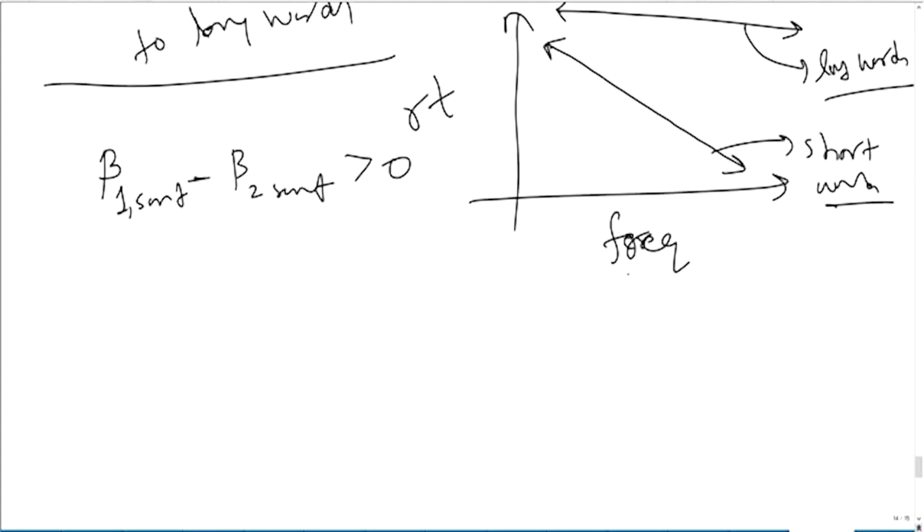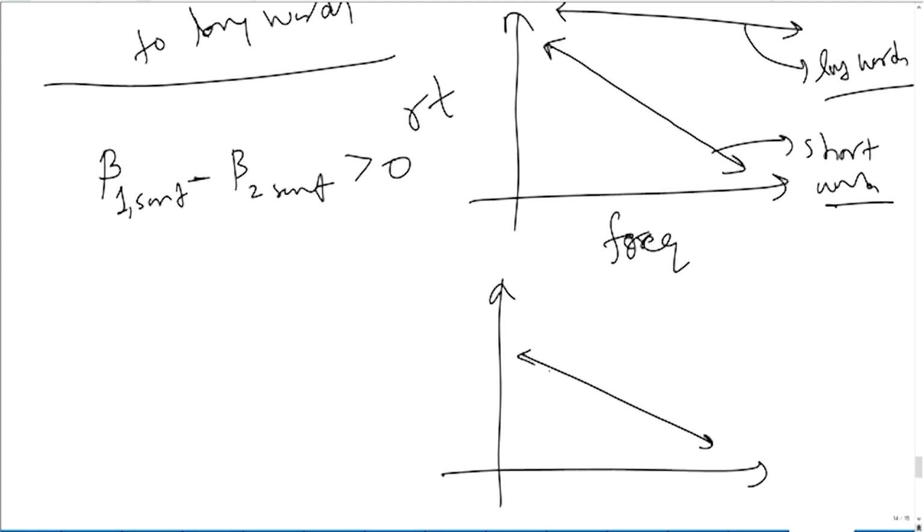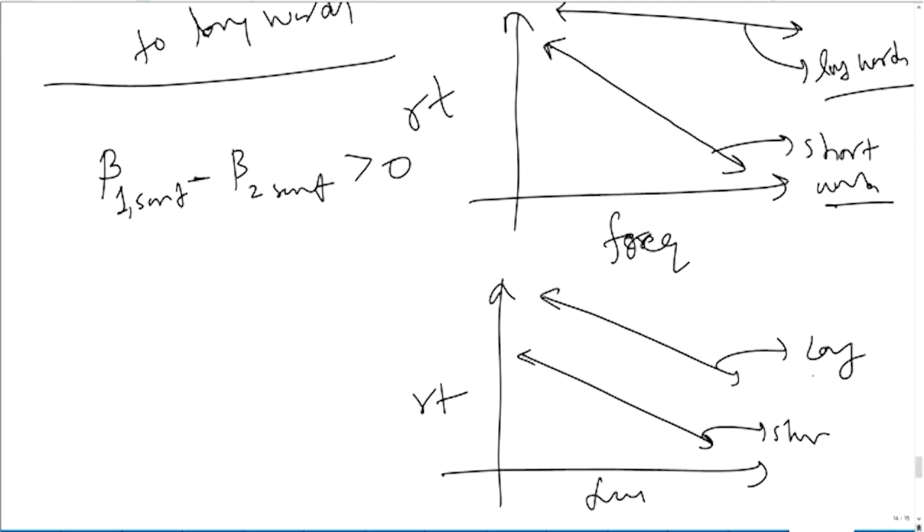Okay. Consider another scenario where this is the relationship between frequency and RT for short words, and this is the relationship between frequency and RT for long words. What does this graph represent? This graph is telling you that there is some effect of frequency, that as frequency is increasing, recognition time is decreasing for both short words as well as long words. Okay, so that's the one thing that plot is telling you.